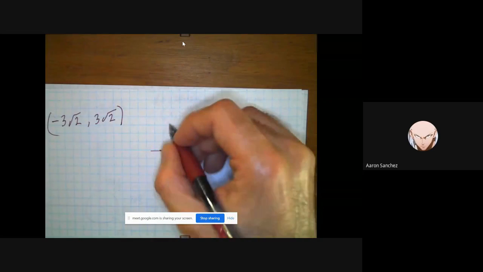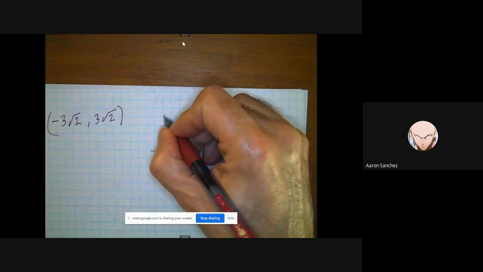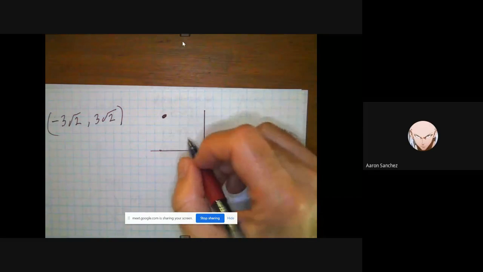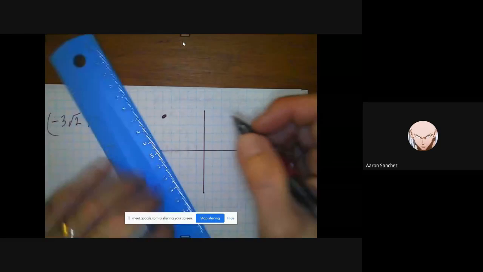Now, it'd be probably right about here. I'm not going to draw an exact graph. I'm just going to kind of draw it over there. But it'd be in this quadrant, right? X is negative, Y is positive. It would be here.